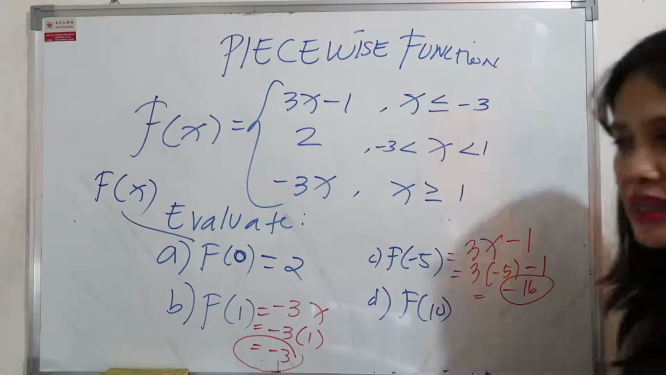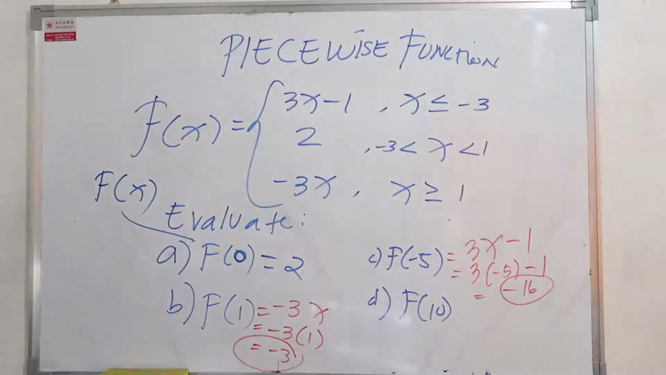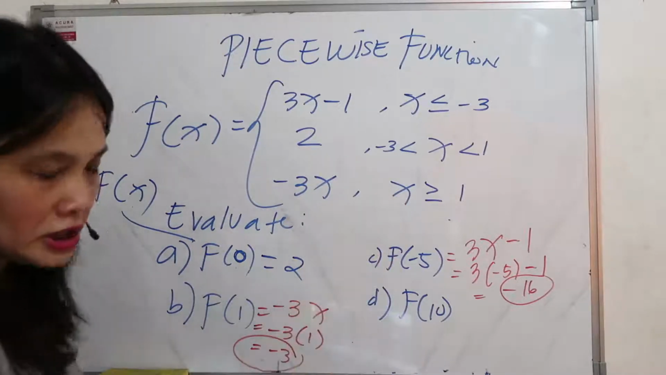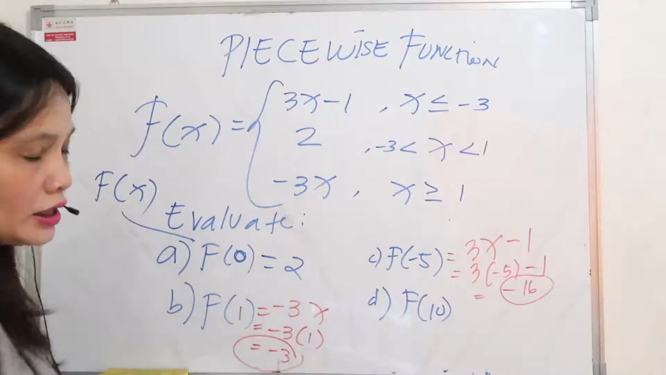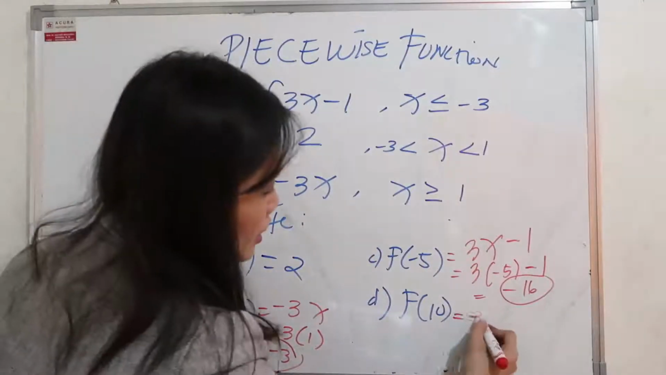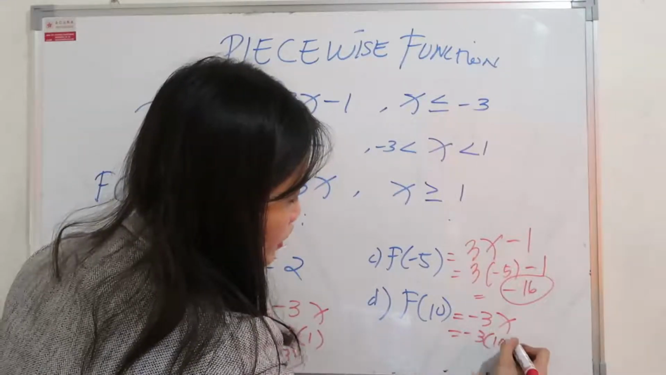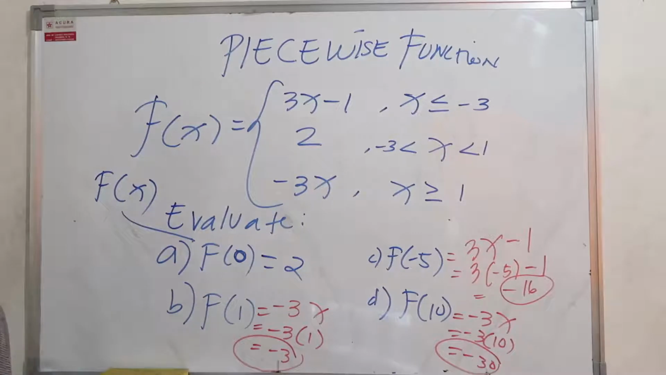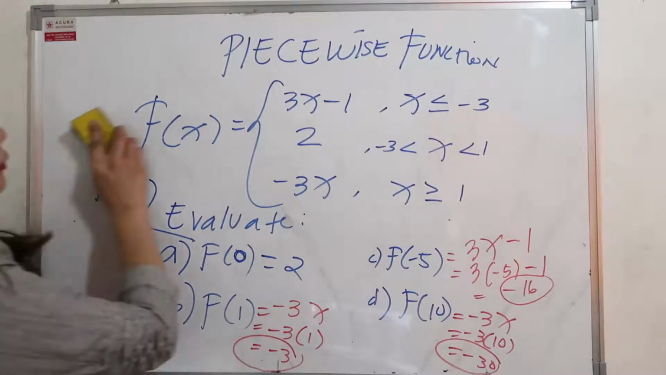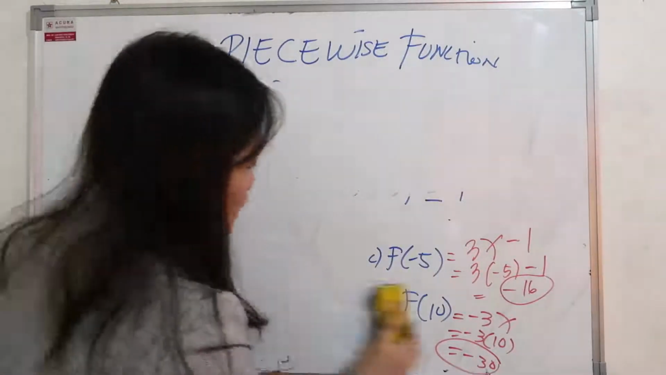What about f of 10? Okay, third condition. Obviously, because according to the third condition, x is greater than or equal to 1. So what is the function of the third condition? That is negative 3x. So negative 3x will be negative 3 times 10. So you have negative 30. Okay? So that's how we evaluate piecewise function. Another example, before we proceed to domain and range.